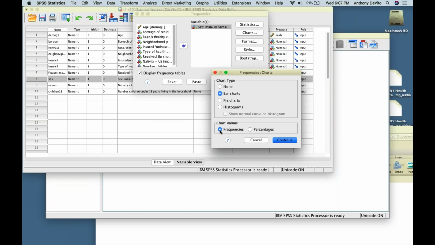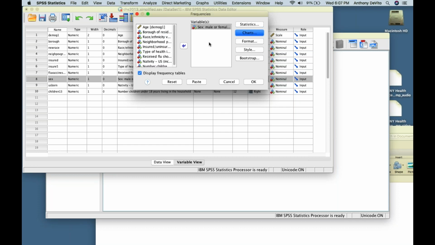You can tell it you want the bar chart to display as a frequency, the actual count of people, or as a percentage of the people on the y-axis. Okay, I'm going to click frequencies for starters. So now it knows it's a nominal variable. It knows I want to create a chart as well. So I'm going to click OK.